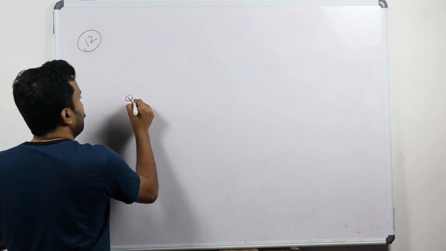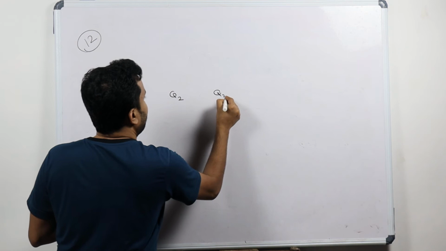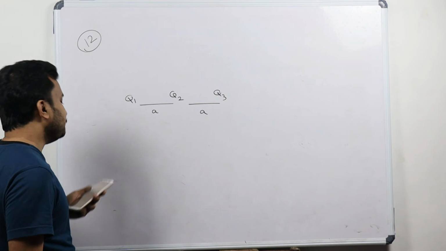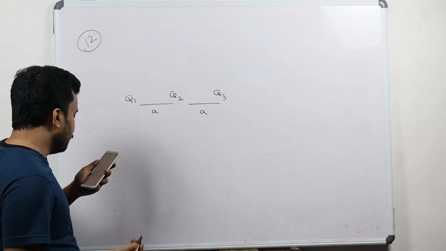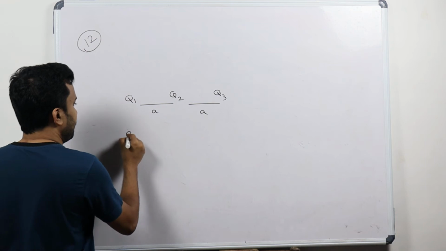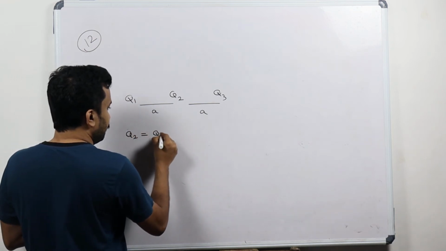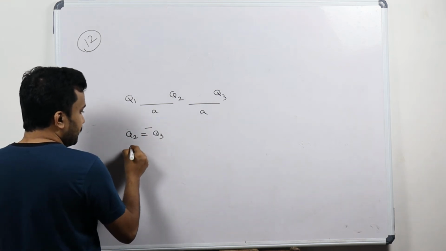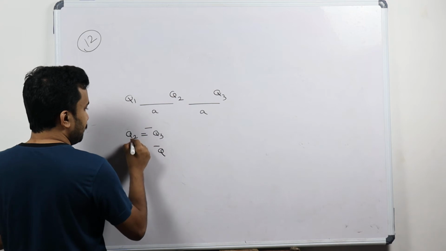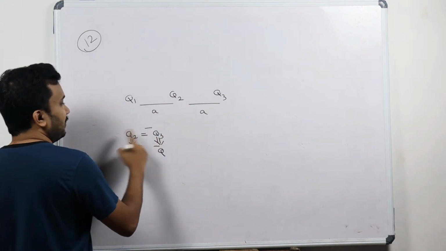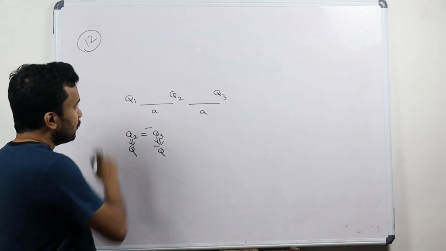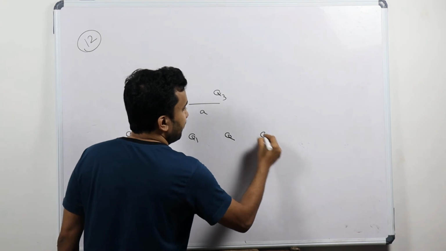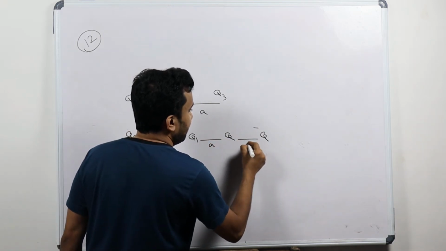So let's place Q1, Q2 and Q3 equally spaced. I take the distance as a meter, or x meter, whatever. But one condition is given: Q2 and Q3 are equal in magnitude but opposite sign. So I can say Q2 is equal to minus Q3. If Q2 is plus Q, then Q3 becomes minus Q. That is the understanding: both are equal magnitude but opposite sign. So I redraw the diagram like this. Q1 and Q2 I am giving positive sign and Q3 I am giving negative sign. Distance is still the same, a meter.